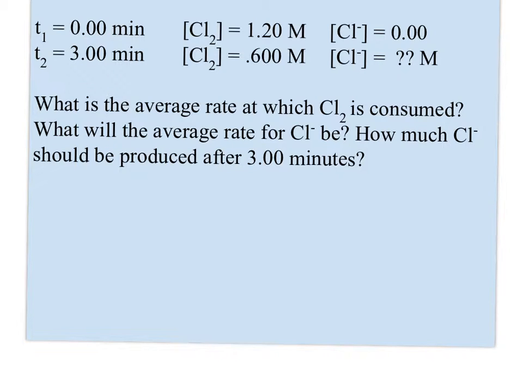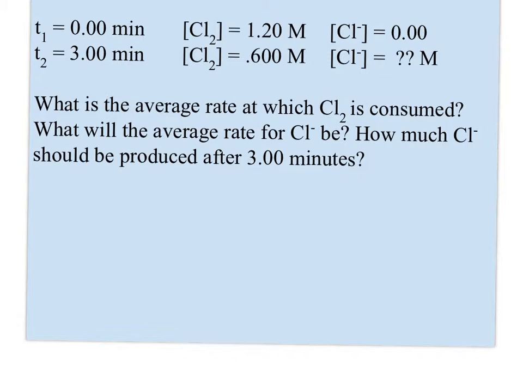Question number 2, what will the average rate for Cl minus be, and how much Cl minus should be produced after 3 minutes? Well, I really need to know how much is produced before I can find out what the rate for Cl minus will be, or at least I need to look at the balanced equation. So I can do this either way. I can either look at the fact that if the rate is 0.20 moles per liter per minute, and my balanced equation tells me I get 2 moles of chlorine ion for every mole of Cl2 consumed, I could just double this to get my rate.